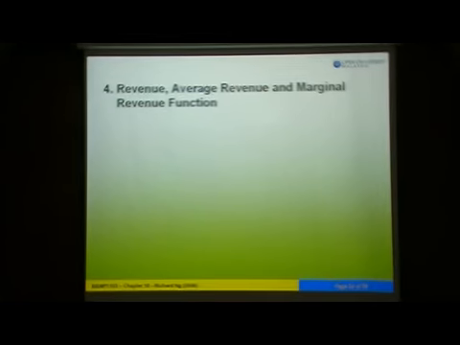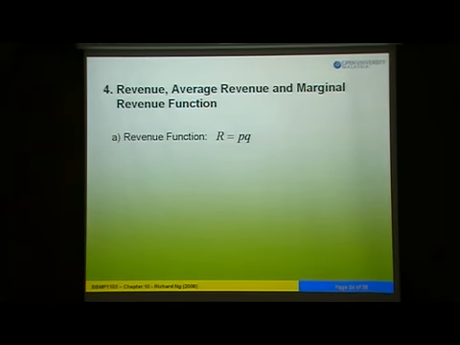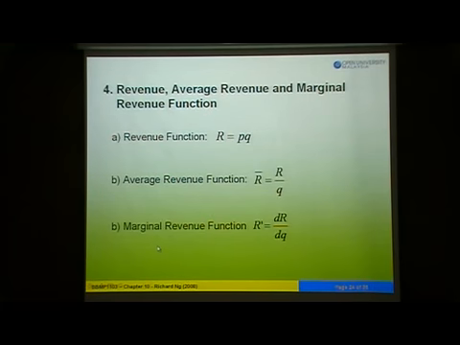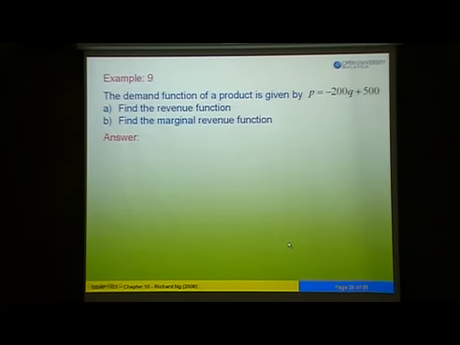Okay, next we move on to the revenue, average revenue and marginal revenue functions. So we have some important formulas. Formula A we have done earlier, where the revenue function is given by P times Q, where P is the selling price per unit. Then the average revenue is given by revenue divided by quantity, or R over Q. And finally we have marginal revenue, which is given by dR over dQ.